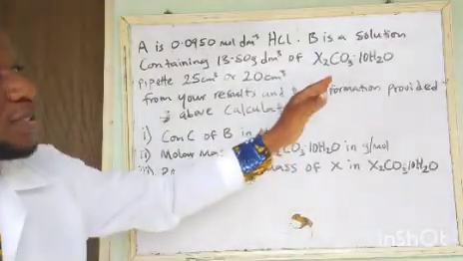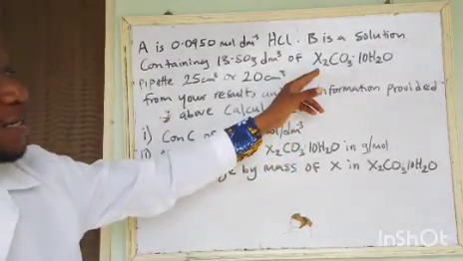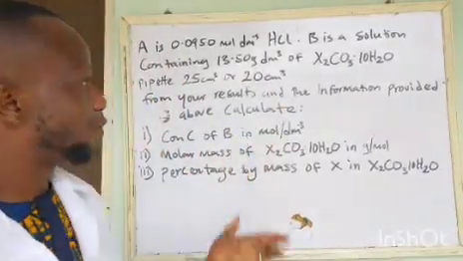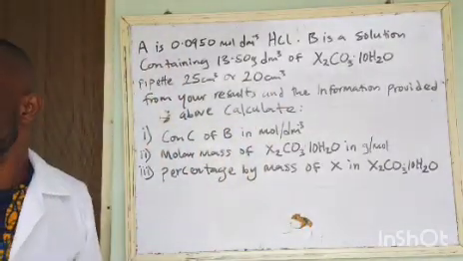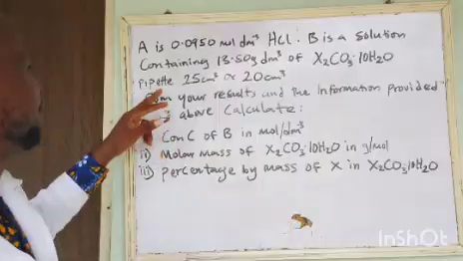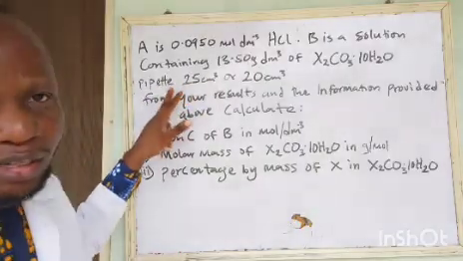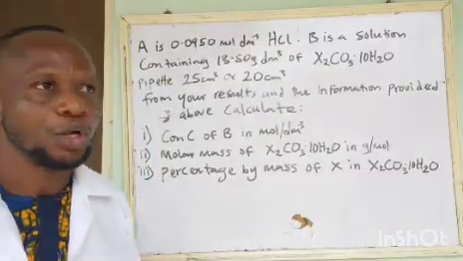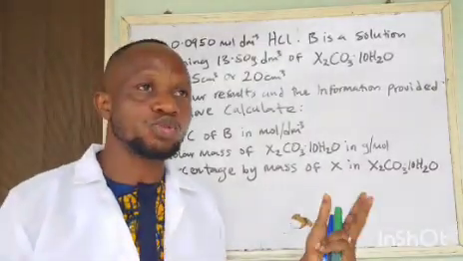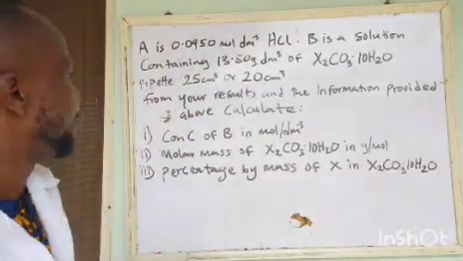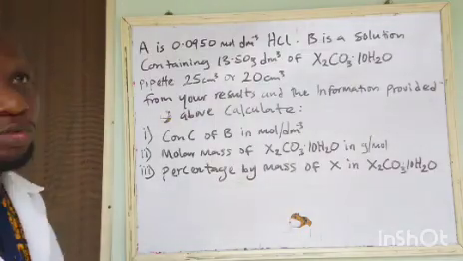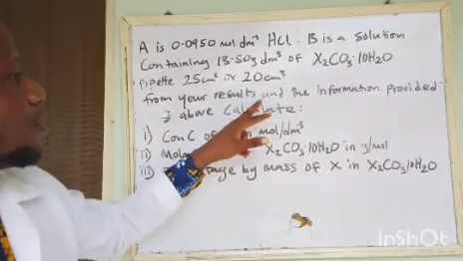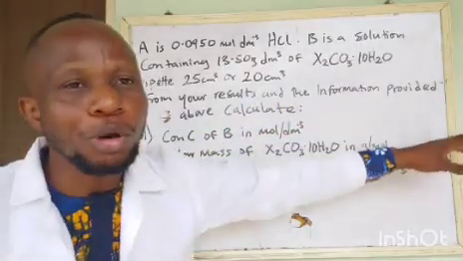Now, it is not given what element X is here, but we are less concerned. What the question says is what we work with, and then we calculate. Now, pipette information is 25 centimeter cube or 20 centimeter cube. Oftentimes we use 25 centimeter cube of base. That's the volume of base used. Now, the question is from your results and the information provided.